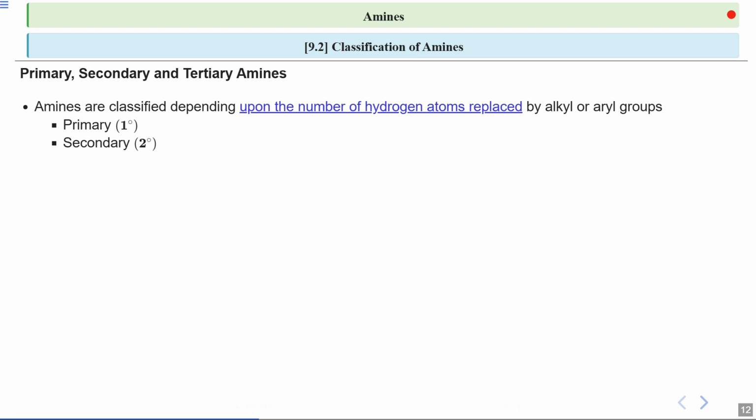If I move towards secondary amines or 2 degree amines, then I think you can guess that 2 hydrogen atoms are replaced by an alkyl or aryl group. If I replace 2 hydrogen atoms in ammonia by 2 methyl groups, I will get dimethylamine. Next is tertiary amines or 3 degree amines. They have all 3 hydrogens on the ammonia replaced by an alkyl or aryl group. If I replace all the hydrogens of ammonia by 3 methyl groups, I will get trimethylamine.